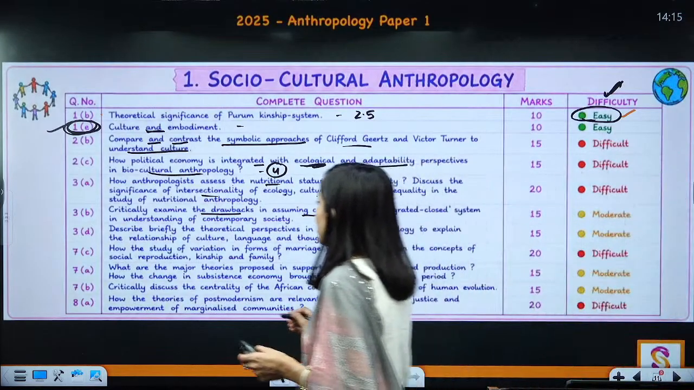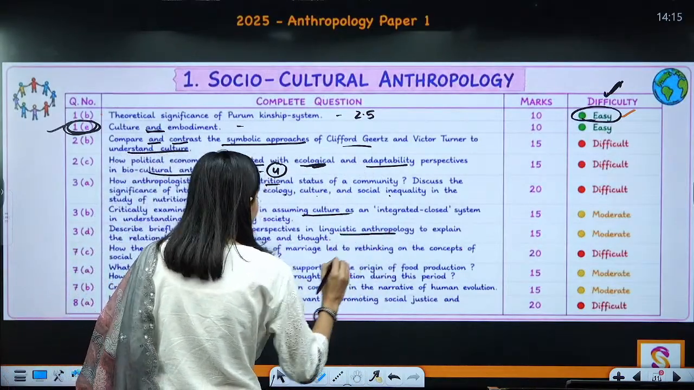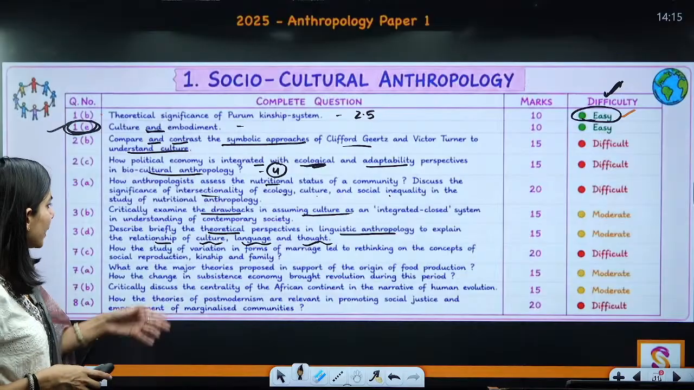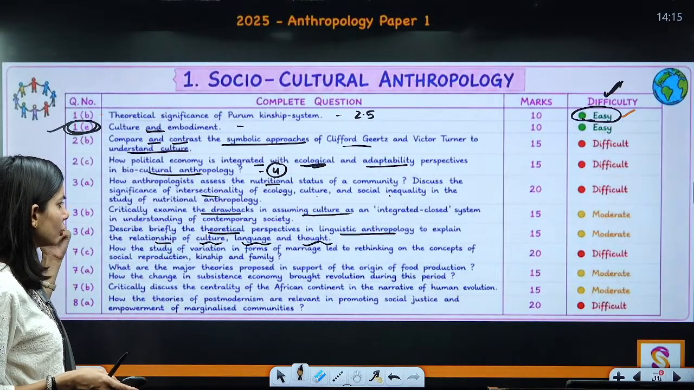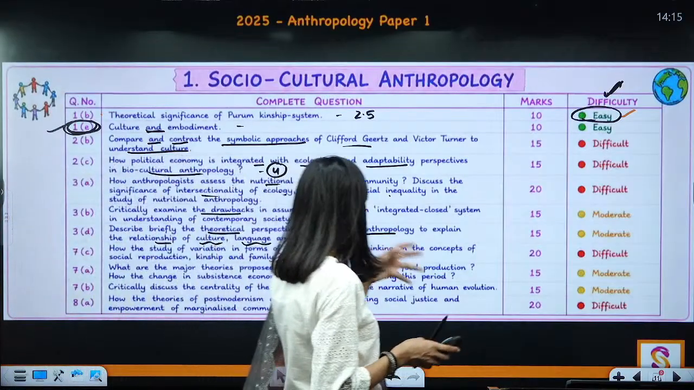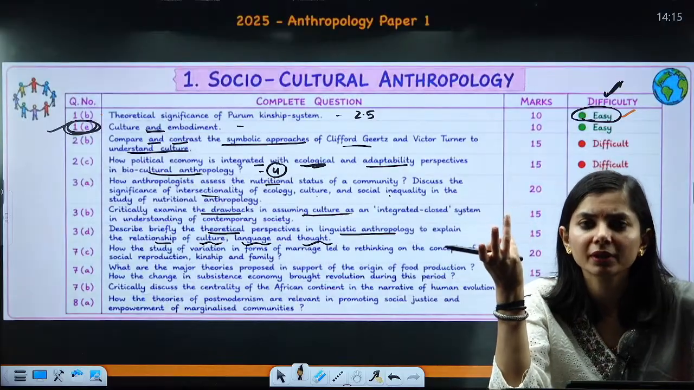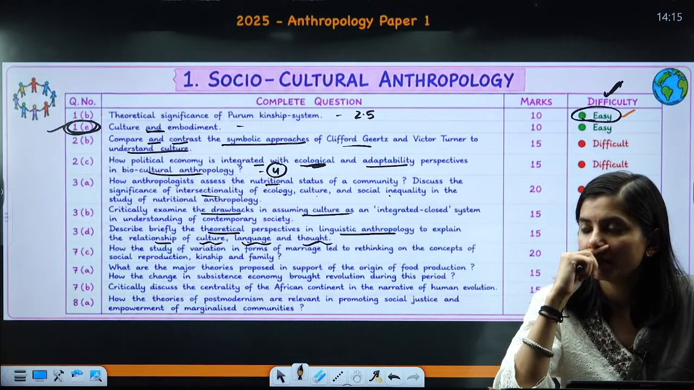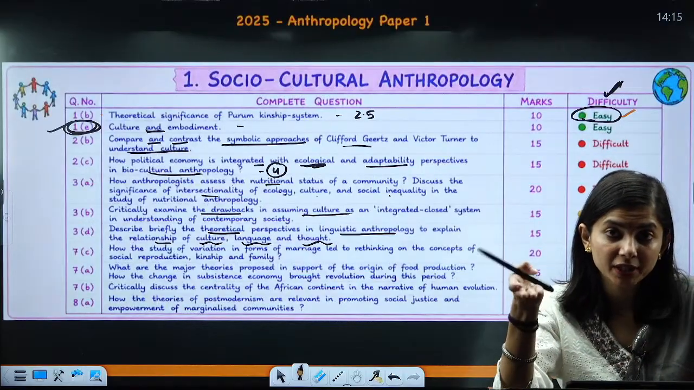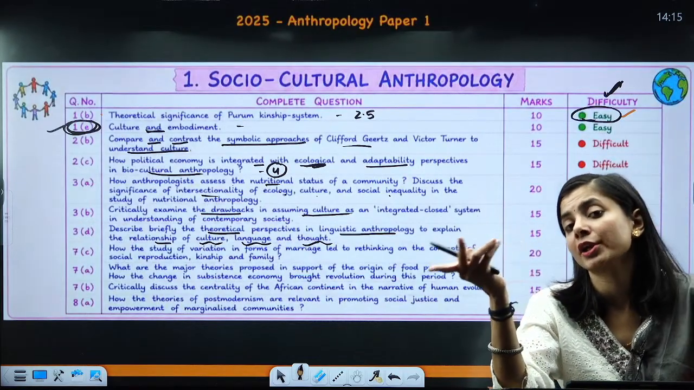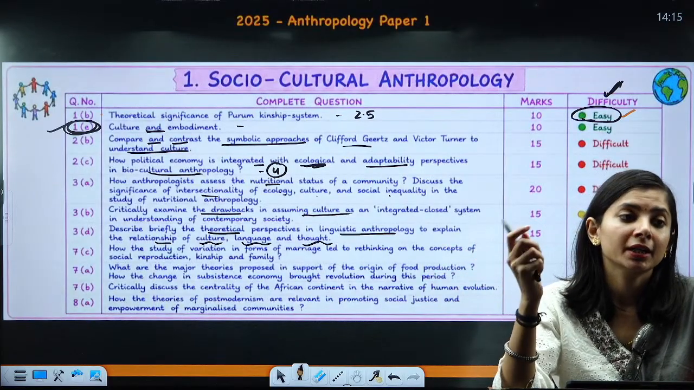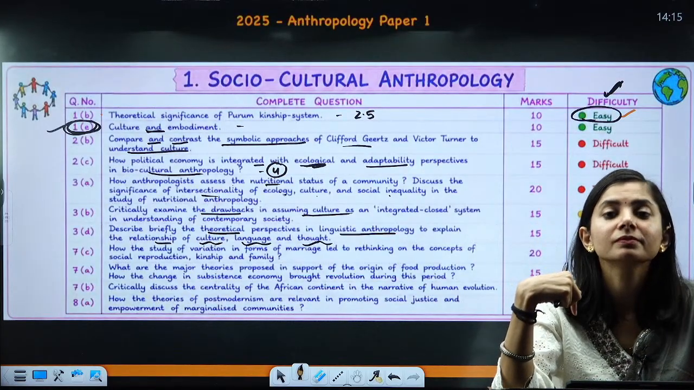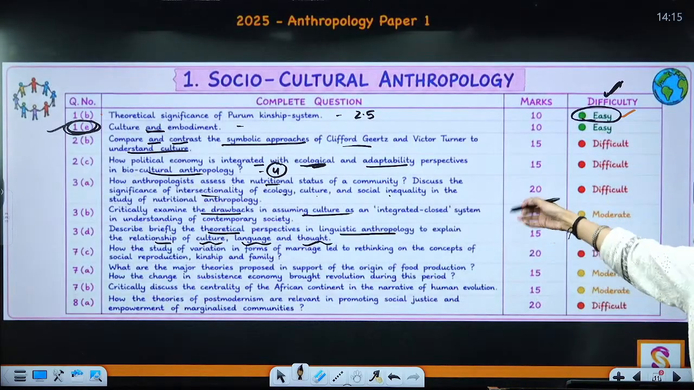Okay. Now, describe briefly the theoretical perspective in linguistic anthropology to explain the relationship of culture, language, thought. It's a moderate level question, because you are aware of linguistic anthropology and you need to explain it in terms of culture, language and thought. Language is also in the thought, and for that I'm going to provide you the case studies also, where we are going to understand that if you are having aggressive language, your thoughts are also going to be the same. And if you are having very polite language, if you are using some polite words, your thought process will also be the same. I hope you can understand, and that's how we are going to include it.